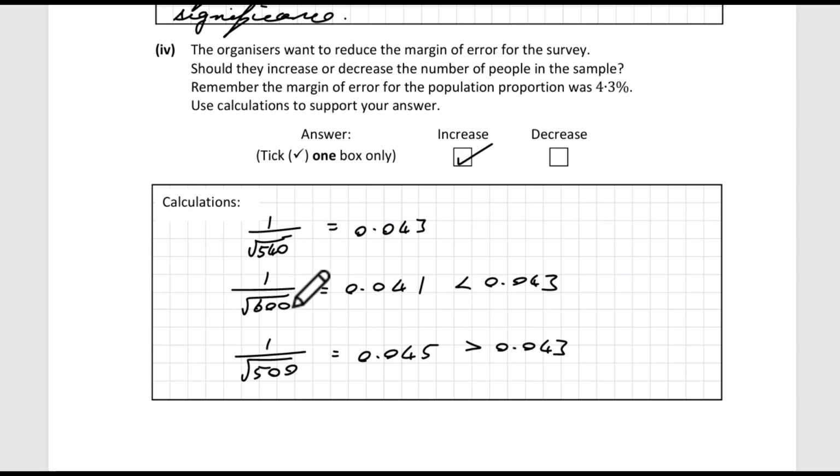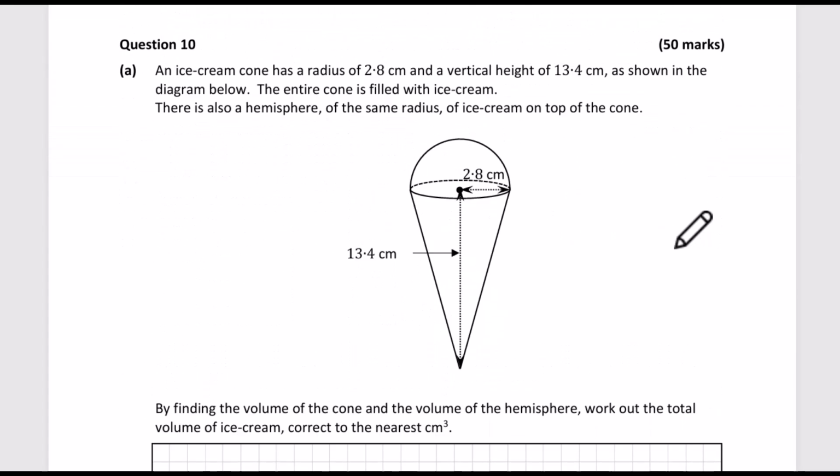So all I did was take a number bigger than 540 and pick a number less than 540. In this case, if I pick a number bigger, I got a smaller margin of error. I got 0.041, so that's 4.1%. That's less than 4.3%. So this seems to work. I also picked a smaller one. I picked 500, and you can see here that we get 4.5%, which is bigger than 4.3. They want to reduce the margin of error, so this is what they want. So if they want to reduce the margin of error, they have to increase the sample size. So that's what I have here. Okay, so that's it for question 9.